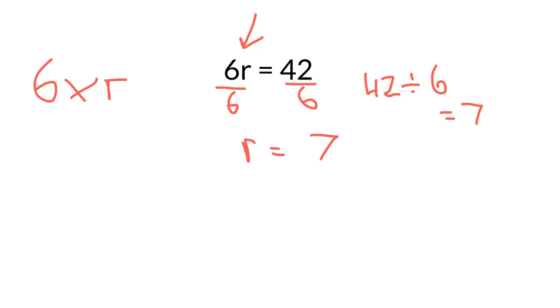Okay, what did I do there? I divided 6 by 6. Okay, 6 divided by 6 is 1, and 1r is like 1 times r. And remember, 1 times any number is just that number, right? And 42 divided by 6 is 7, so r equals 7.